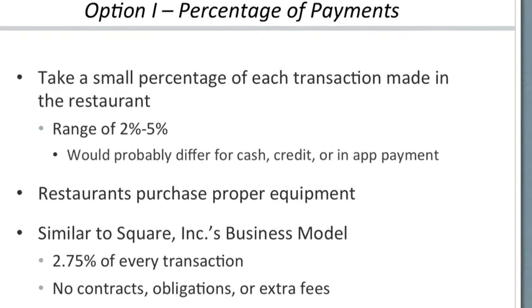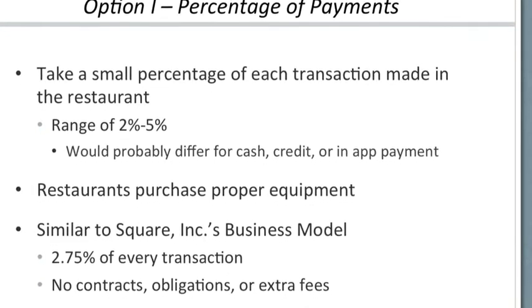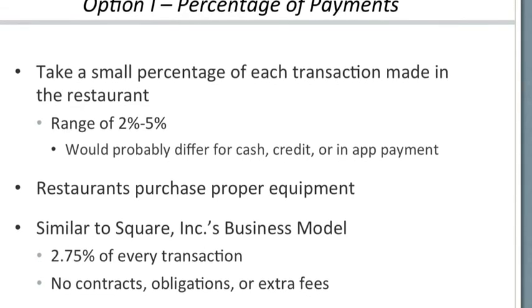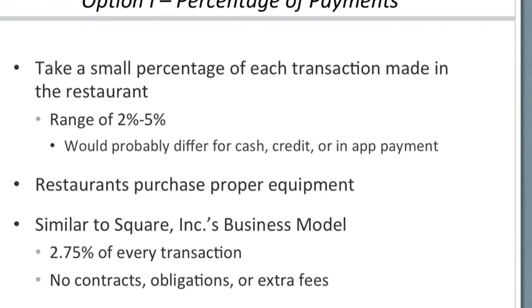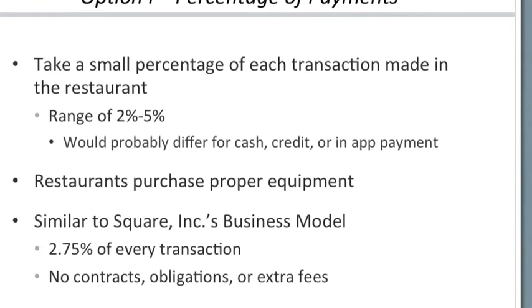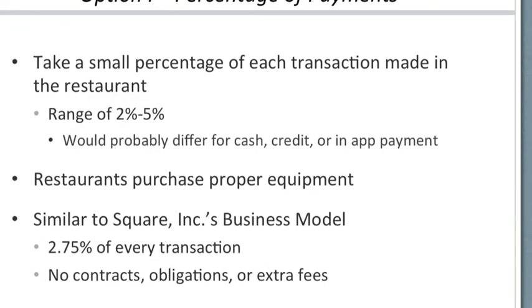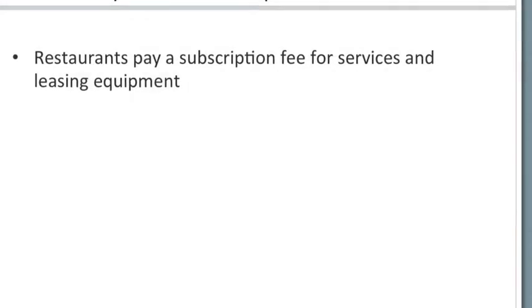We would probably differ a little bit from Square in that we'd be processing a lot more cash transactions than they would, as it is a restaurant, and people will still use traditional cash. So we might take a different percentage for cash, credit, or check, and that'd be something we'd analyze later on in our development. And that brings us to our second business model.